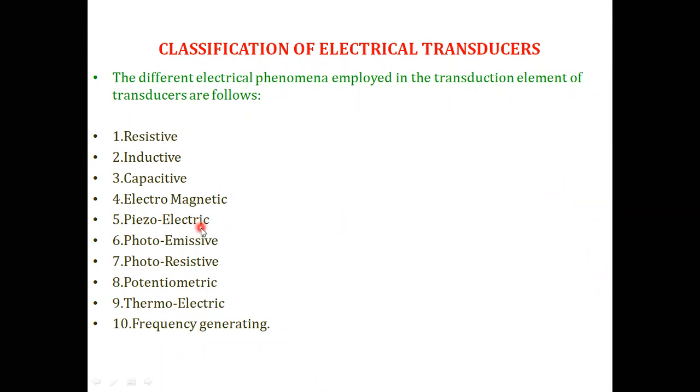Piezoelectric, this is pressure to electrical. Photoemissive, that is, light signal converted into electrical signal. Photoresistive, that is, a light signal converted into a resistive type of quantity. For potentiometric, the resistance variation will give the output signal, the output voltage change. Thermoelectric, that is, temperature converted into electrical quantity, and frequency generative types of transducers. All these come under the electrical type of transducer with different parameter variations. We will see all these transducers.